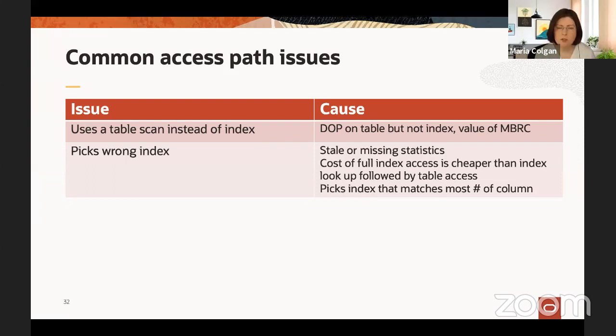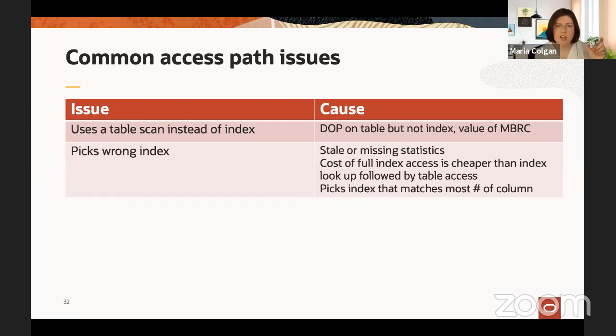What is normally much more common, though, is what I call index confusion. There are multiple indexes created or specified on a table, and the optimizer is picking the wrong index. Why might that be? Number one reason, stale or missing statistics. The cardinality estimate is wrong, and so the optimizer has chosen the wrong index. Another reason is the cost of a full index access sometimes is cheaper than doing an index access followed by a table access by row ID.